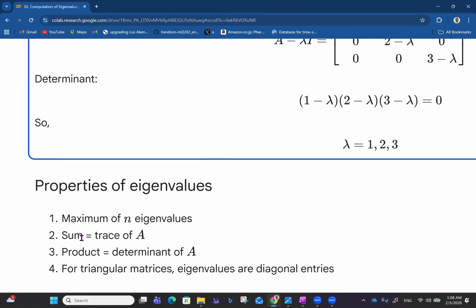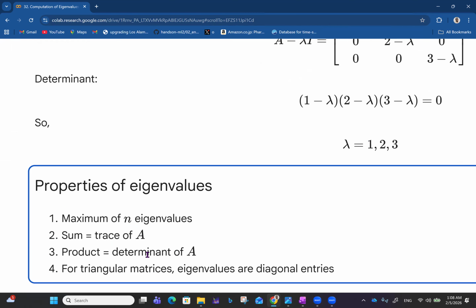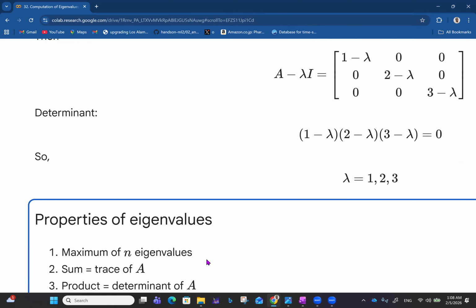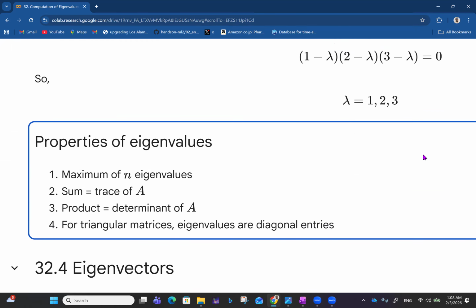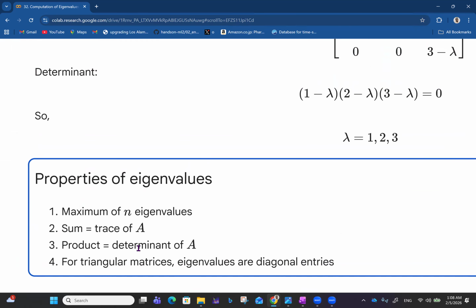Then another thing is that the sum of eigenvalues is equal to the trace of A. So when you add up the eigenvalues, that gives you the trace of the matrix, right? Then the product of the eigenvalues gives you the determinant of A. So you remember when we were talking about determinants, if you can put your matrix in echelon form and multiply the elements on the principal diagonal, you have the determinant. So the product of eigenvalues is the determinant, while the sum of eigenvalues is what you call the trace.